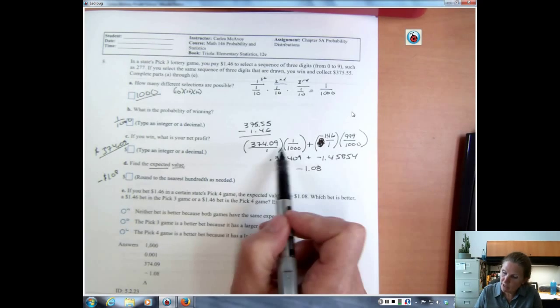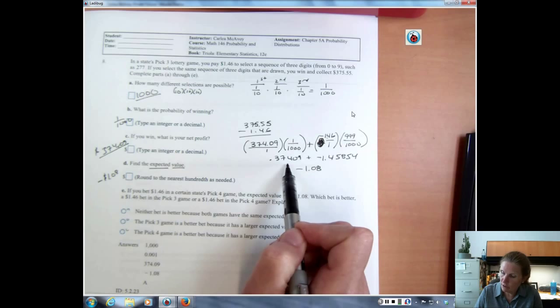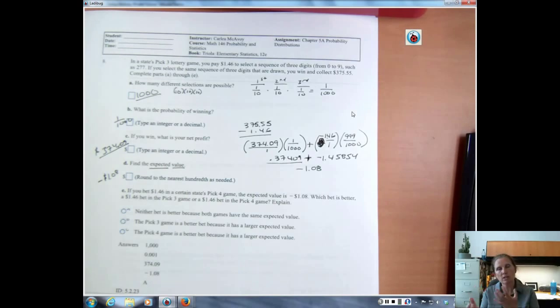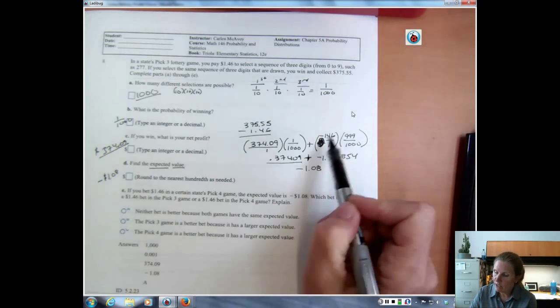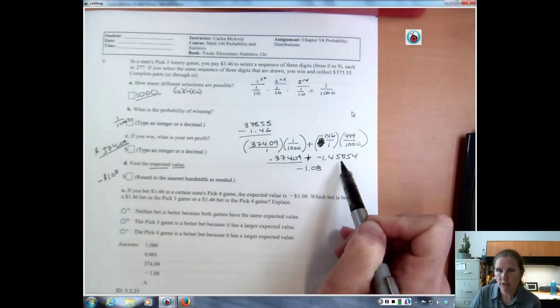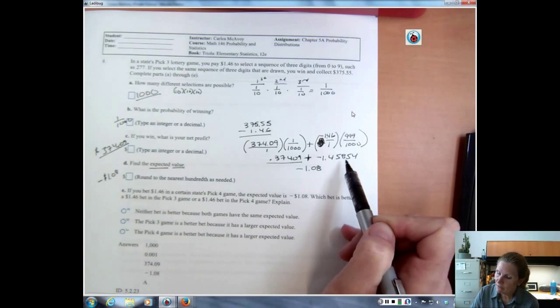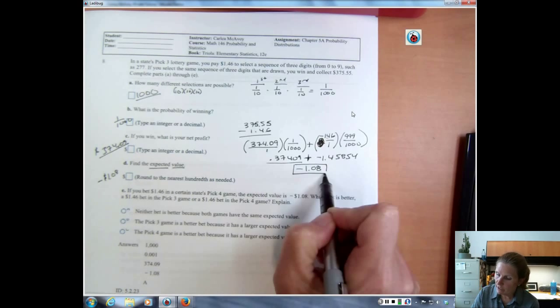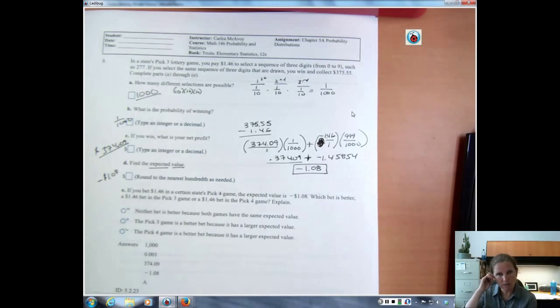If you multiply these two together, you get this number. And then I'm adding because I'm actually saying overall what's going to happen. Sometimes you win, sometimes you lose, so I add those up. And when I calculate that, I got negative 1.45854. And so my expected value when I add those together is negative $1.08. So that's what my expected value is. Overall, if I played this game 1,000 times, I would expect to lose $1.08 per game.